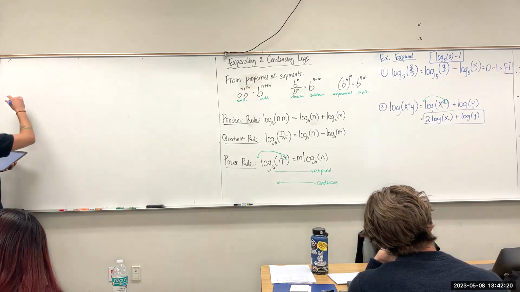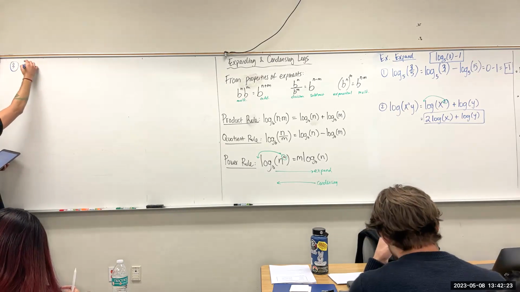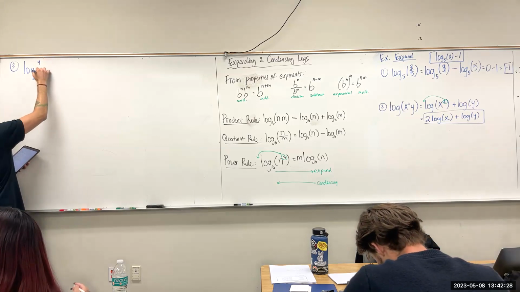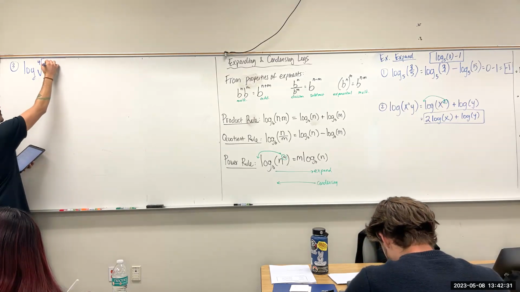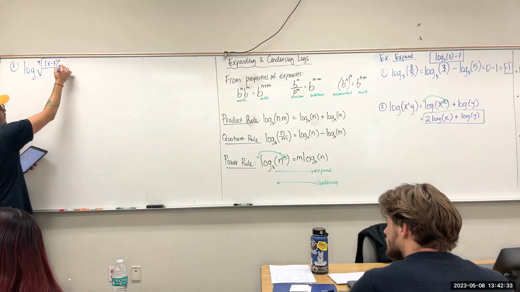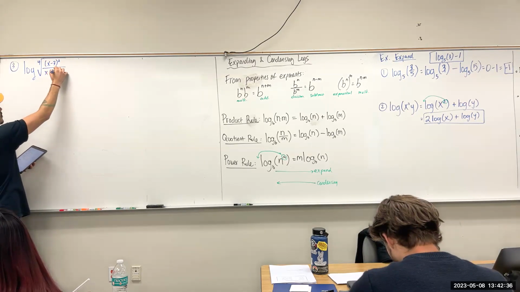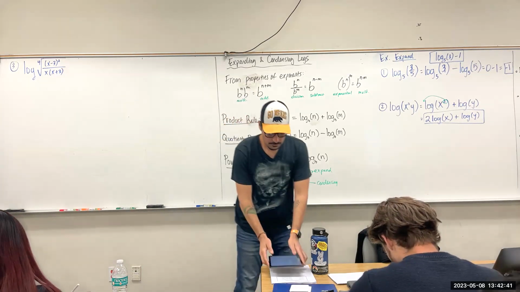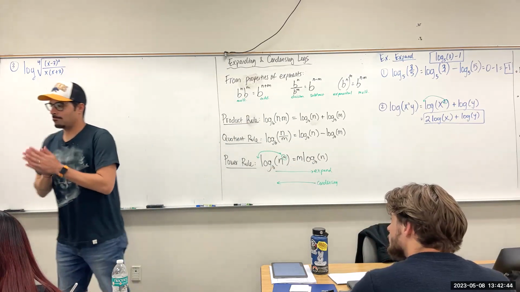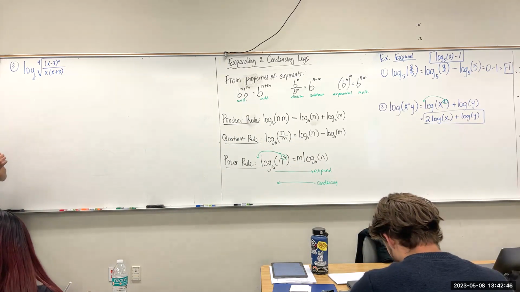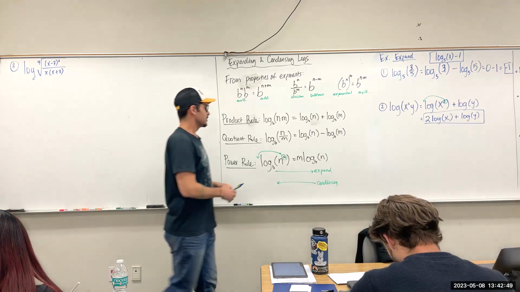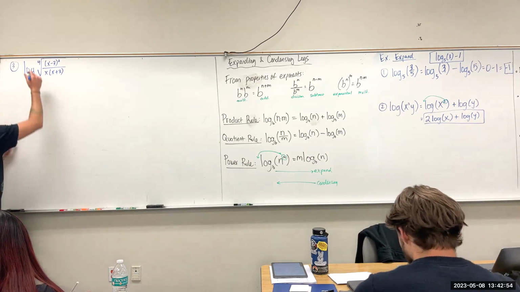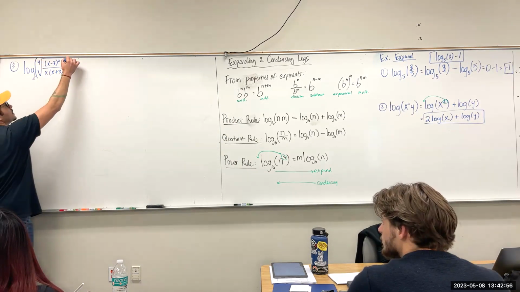All right, let's try this third one, and then I'm going to have you guys try one out. All right, log of the 4th root of x minus 3 squared over x times x plus 3. A big old one, right? And we have a root there. So this is technically inside this big old parenthesis like this.